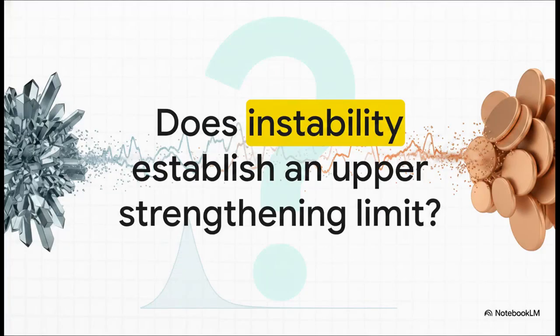Which leaves us with a fascinating, kind of provocative thought. Given this inherent, spontaneous room temperature instability we've just unpacked, does this microstructural state establish a fundamental physical upper limit to the thermomechanical strengthening we can actually achieve in high-purity metals? It's like a giant puzzle, and it's a question materials scientists are going to have to grapple with for a while.